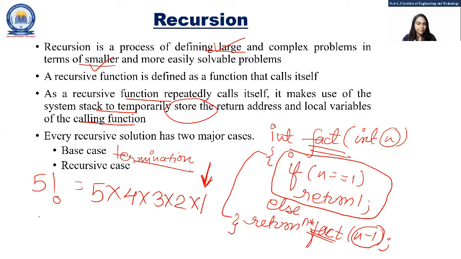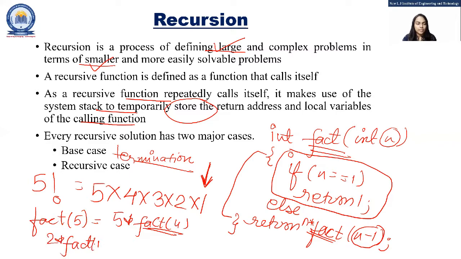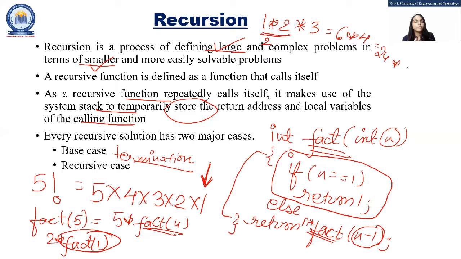That is, if we say factorial of 5, so what is factorial of 5? It will return 5 into factorial of 4. Then what is factorial of 4? 4 into factorial of 3 and so on and so forth. At the end we would have factorial of 2 into factorial of 1, and this factorial of 1 will give us 1. That 1 will be multiplied by 2. 2 ones are 2, which would be multiplied by 3, which will give 6, into 4, which is 24, into 5, which is 120, right? So this is how factorial works.